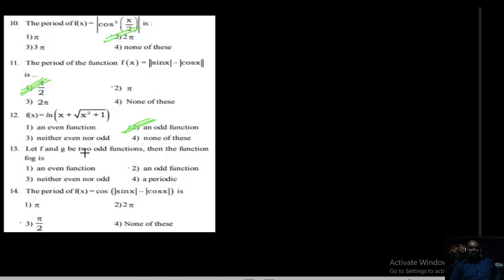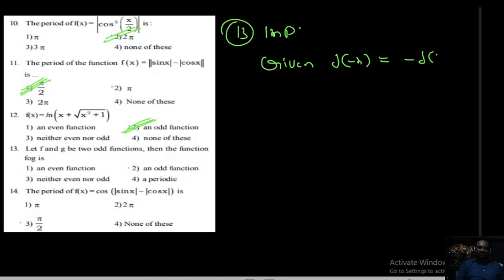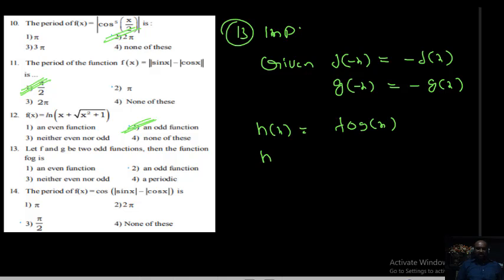Yeah, f and g are two odd functions, then the function f circle g. Interesting problem, super problem, 13th. f and g are odd functions, given f of minus x equal to minus f of x, g of minus x equal to minus g of x. Okay, where is that f circle g function? Let it be h of x equal to f circle g of x. We want to know what type of function this is. So h of x, how can I write? f of g of x.